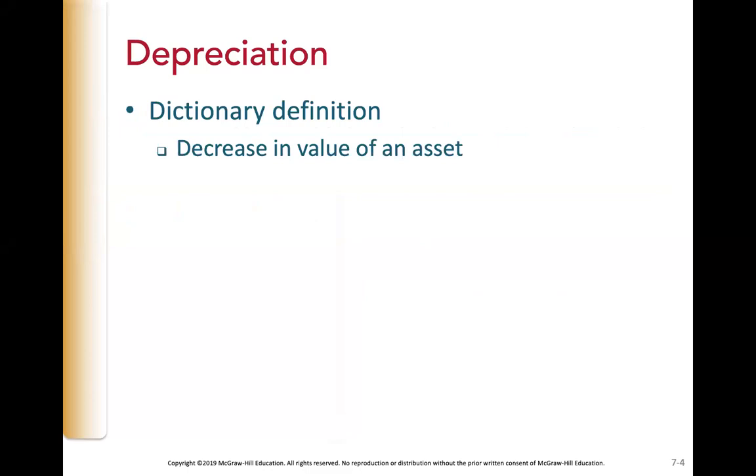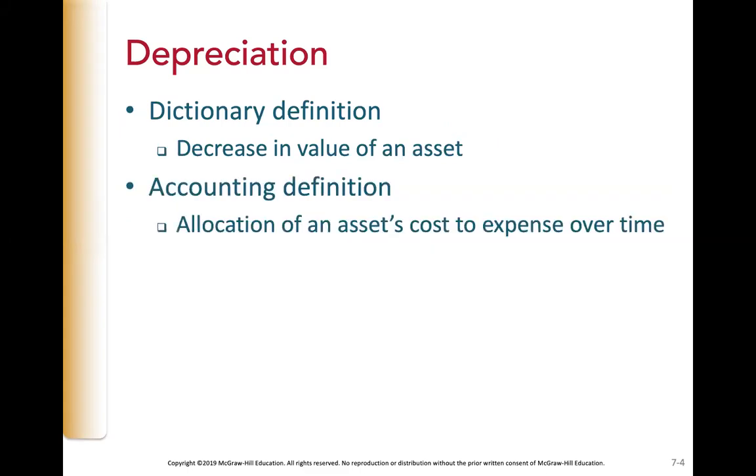When people talk about cars depreciating, they're usually talking about how much the value of the car has decreased. This is a dictionary definition of depreciation. It's a decrease in the value of an asset. That is not what we are talking about when we talk about accounting depreciation. Accounting depreciation is the allocation of the asset's cost to an expense over time.